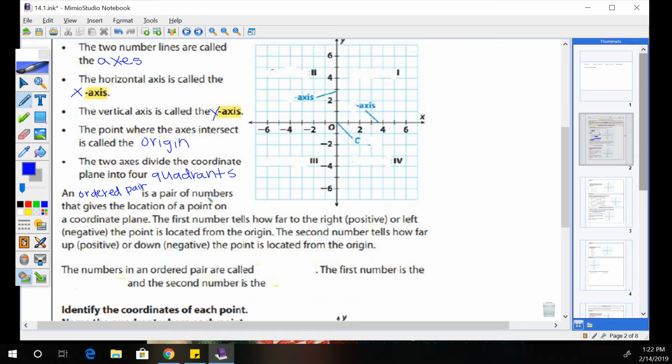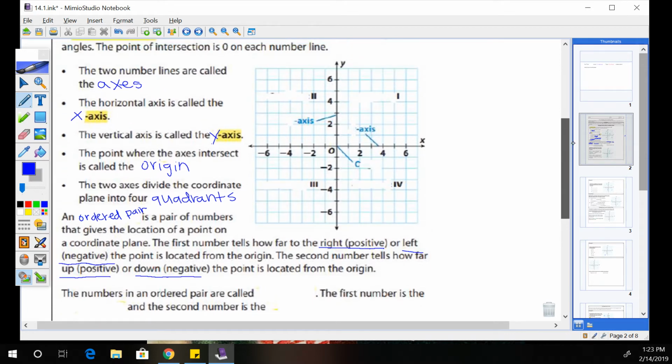However, an ordered pair is a pair of numbers that gives the location of a point on a coordinate plane. The first number tells how far to the right. If you go to the right, that's positive, or left, that's negative. The second number tells how far up. So if it's up, it's positive, and if it's down, it's a negative number. And we're always going to start at the origin. So the origin is always going to be at the 0.